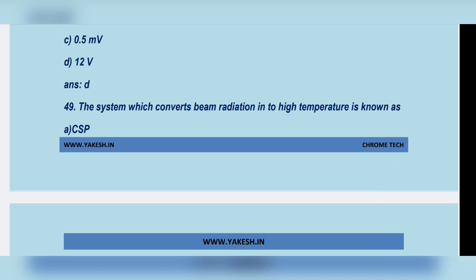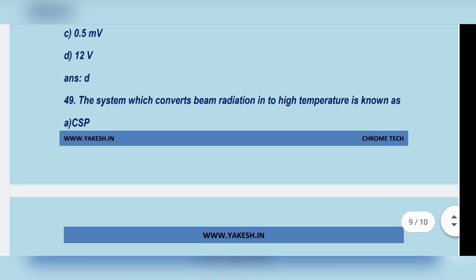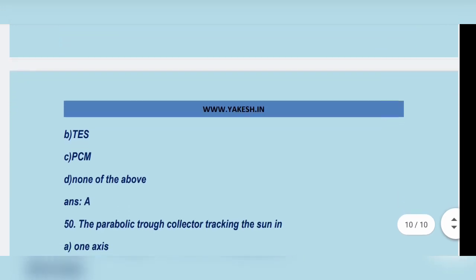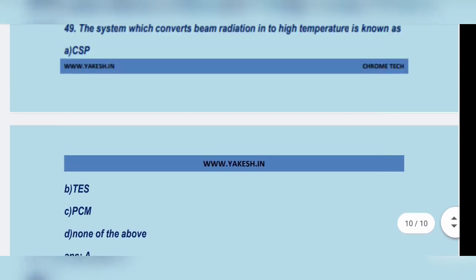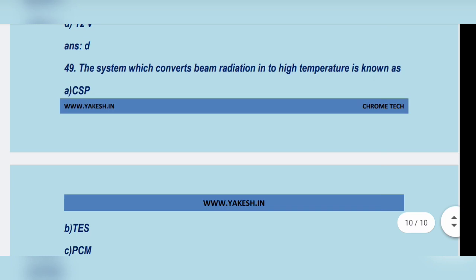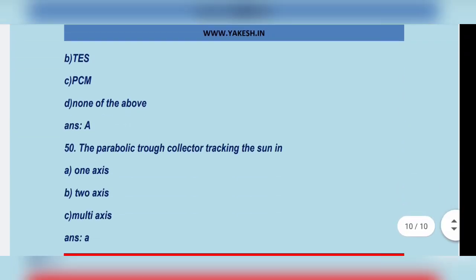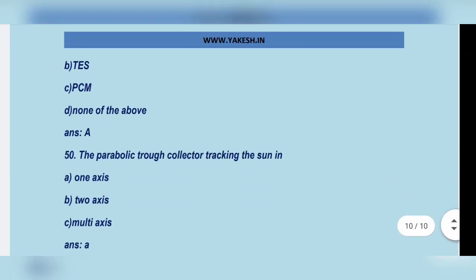The system which converts beam radiation into high temperature is known as PCM? Option A is the correct answer, CSP. The system which converts beam radiation into high temperature is known as option A, CSP. The parabolic trough collector tracking the sun is option A, one axis.